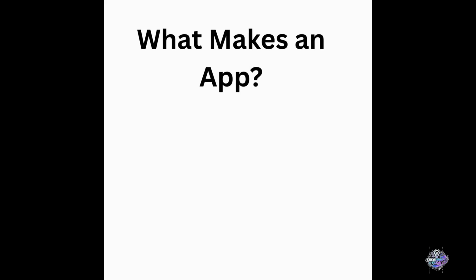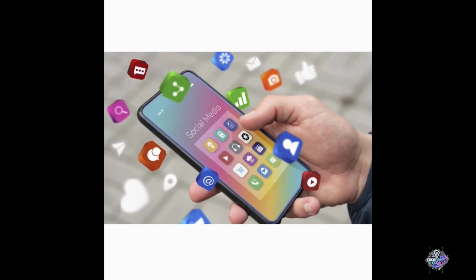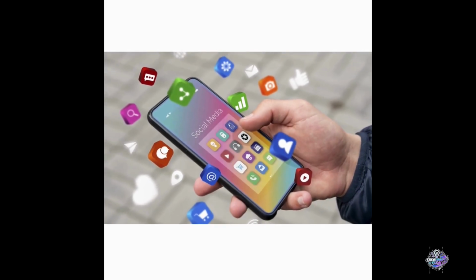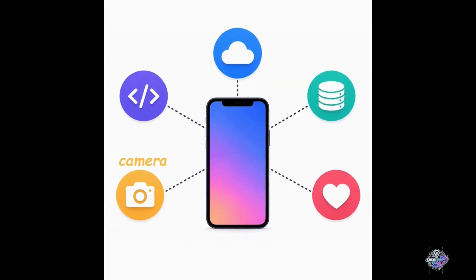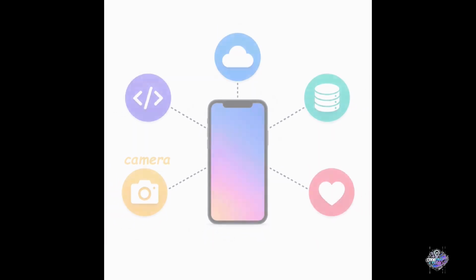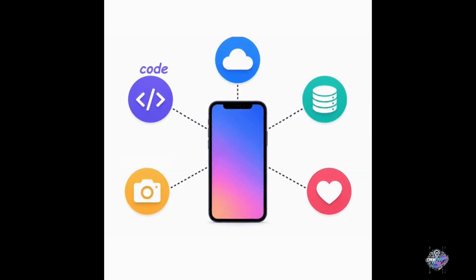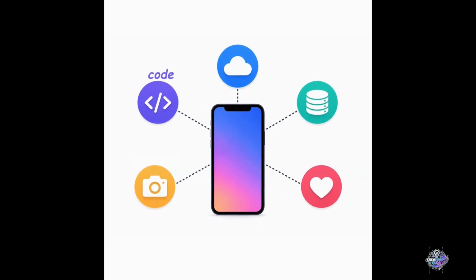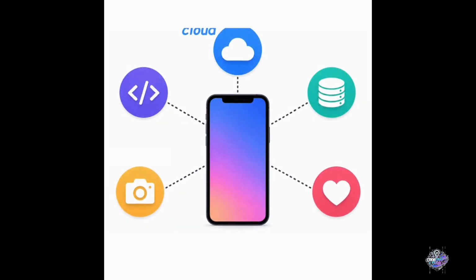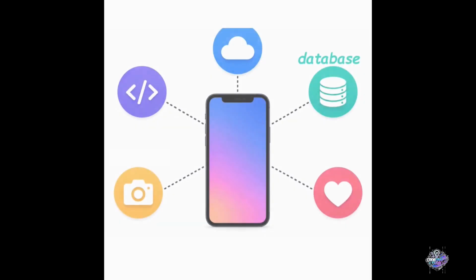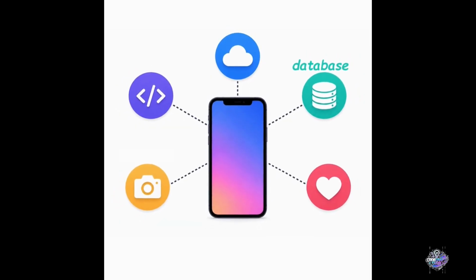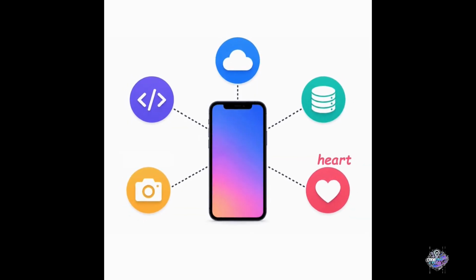Intro: what makes an app? Social media apps are built from different parts working together. Key points: the app screen you use, the code running behind it, servers storing data, databases saving photos, users, and comments, and algorithms choosing what you see.